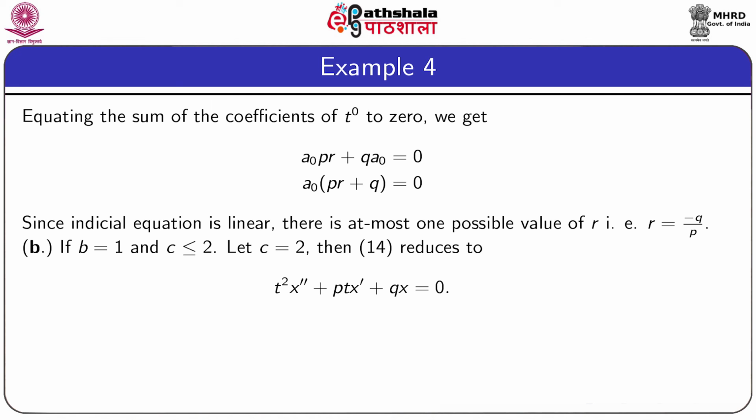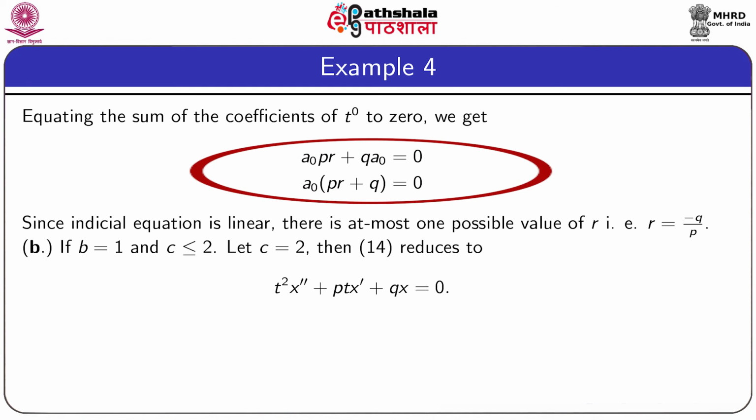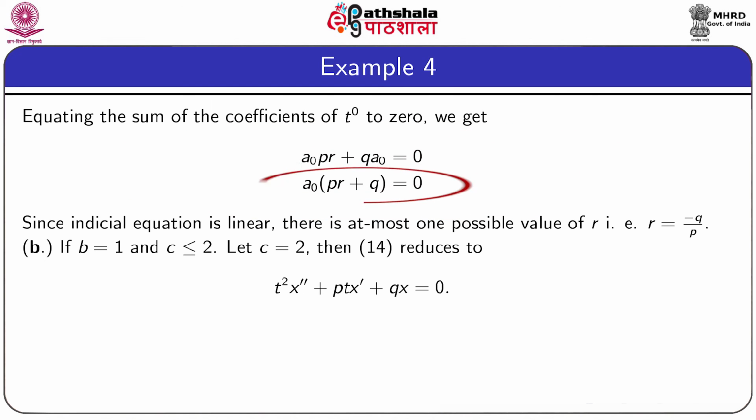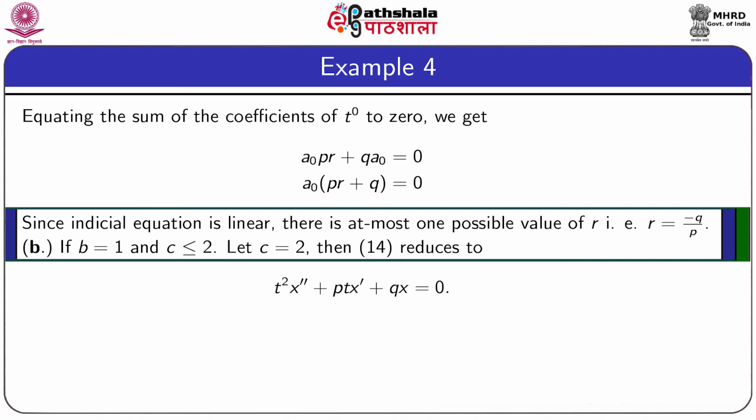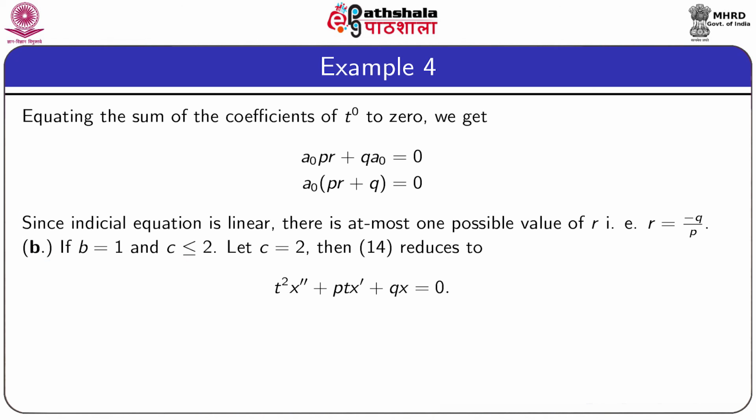Equating the sum of coefficients of t to the power 0 from both sides, we will get a0 p r plus q a0 equal to 0, which implies a0 multiplied by (p r plus q) equal to 0. Since the indicial equation is linear, there is at most one possible value of r, which is r equal to minus q by p.